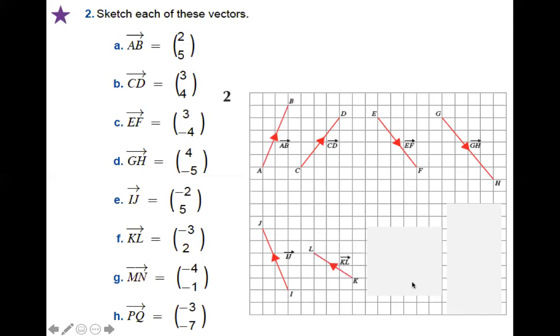Different angle. Now here I've got a (-4, -1). So I'm going to go 4 on the left and 1 down, starting with M going towards N. And the last one, (-3, -7). So 3 on the left, 7 down.